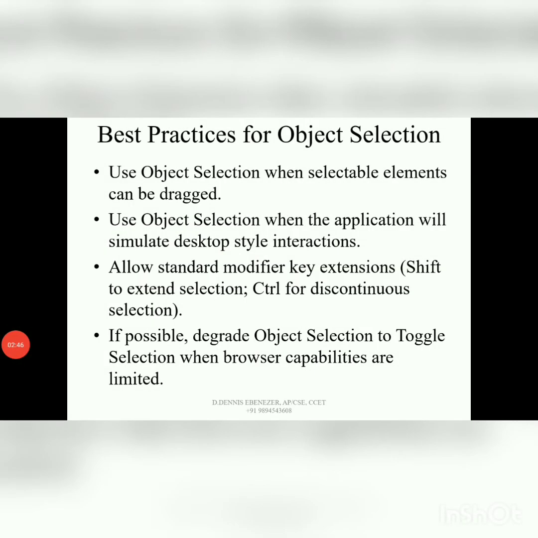The best practices for object selection are as follows. The first one is use object selection when selectable items can be dragged. This is nothing but object selection can be applied only in situations where the objects can be dragged and dropped. The second one is object selection can be used to simulate desktop interactions.